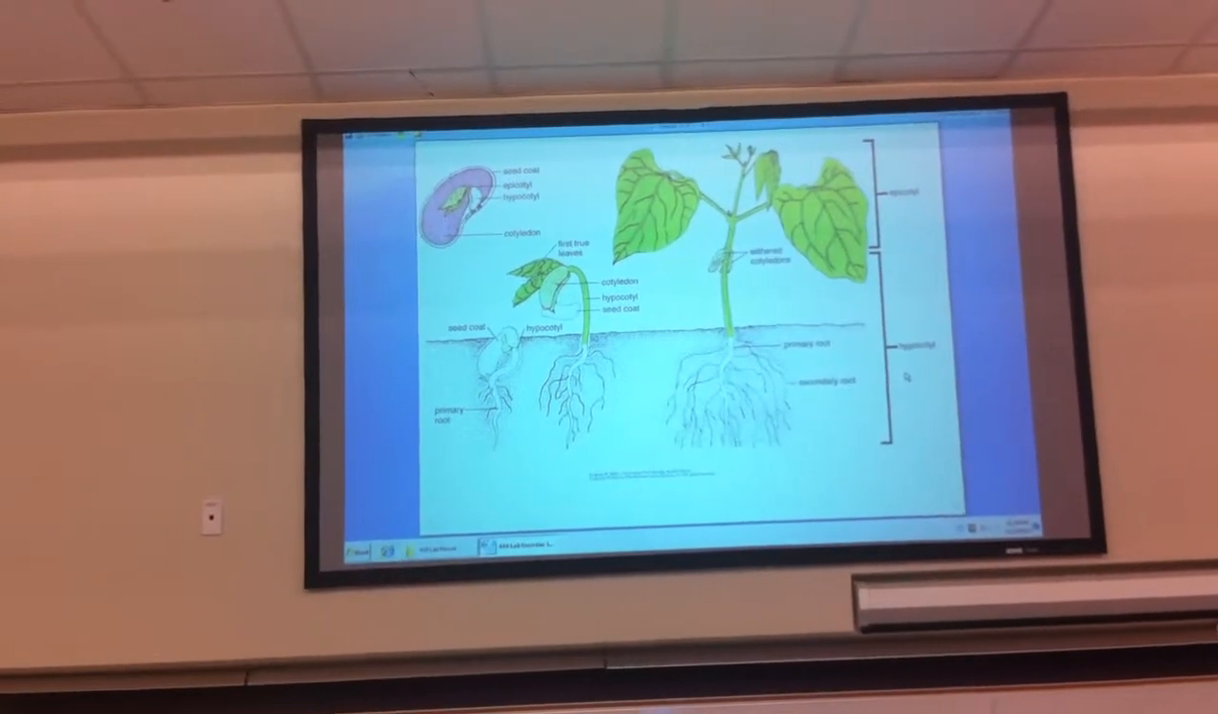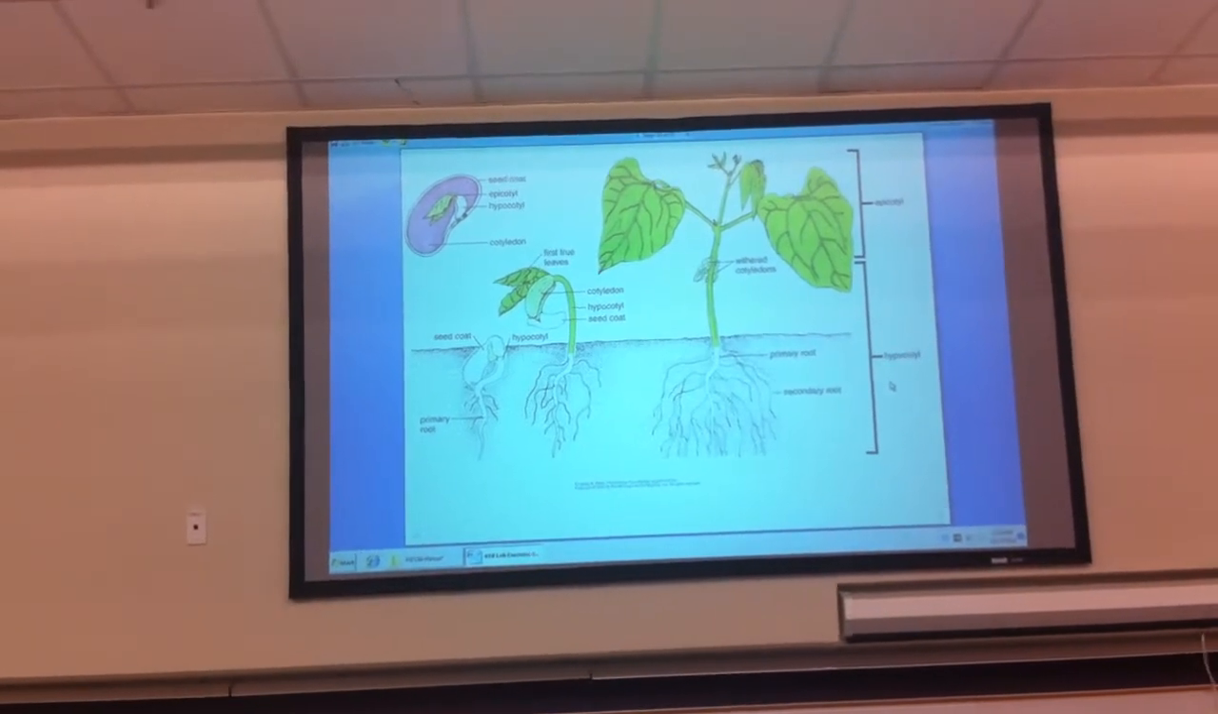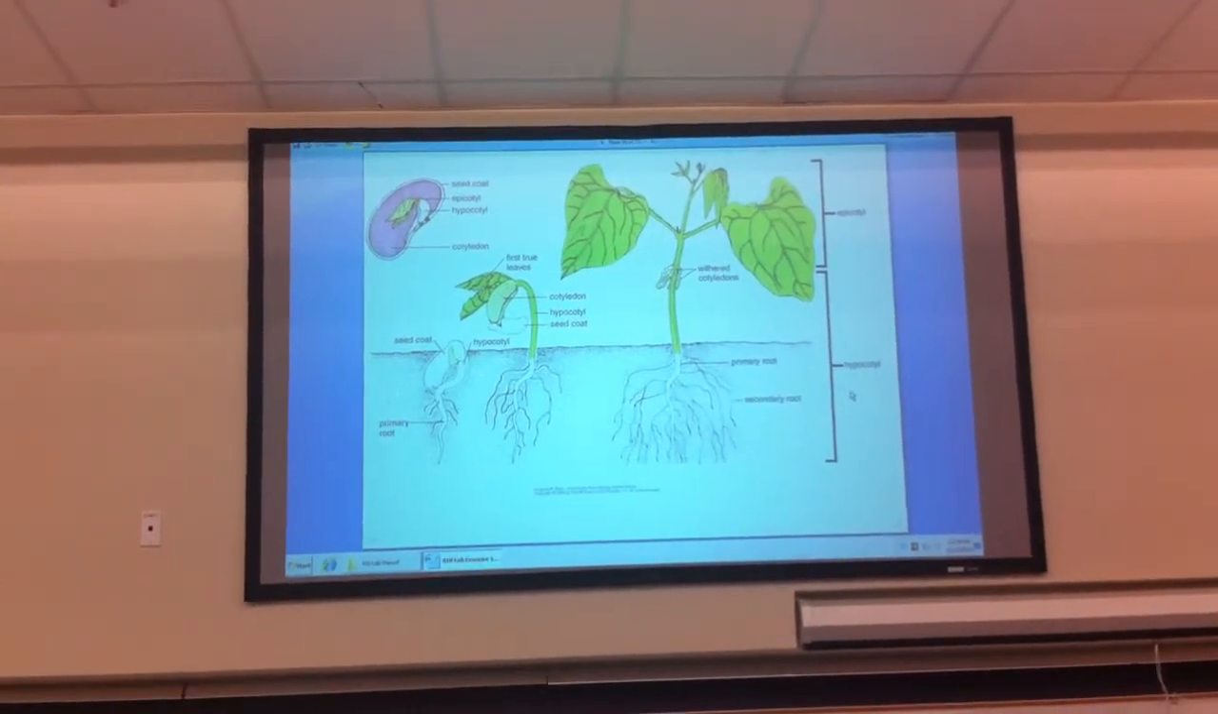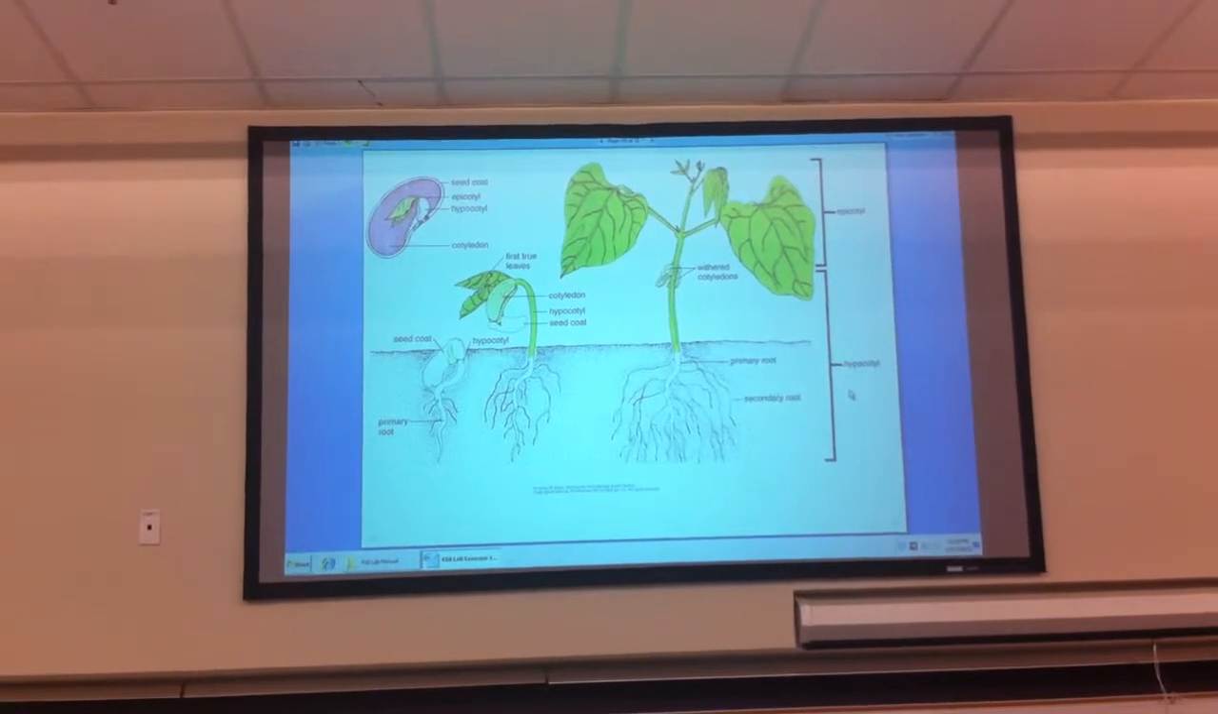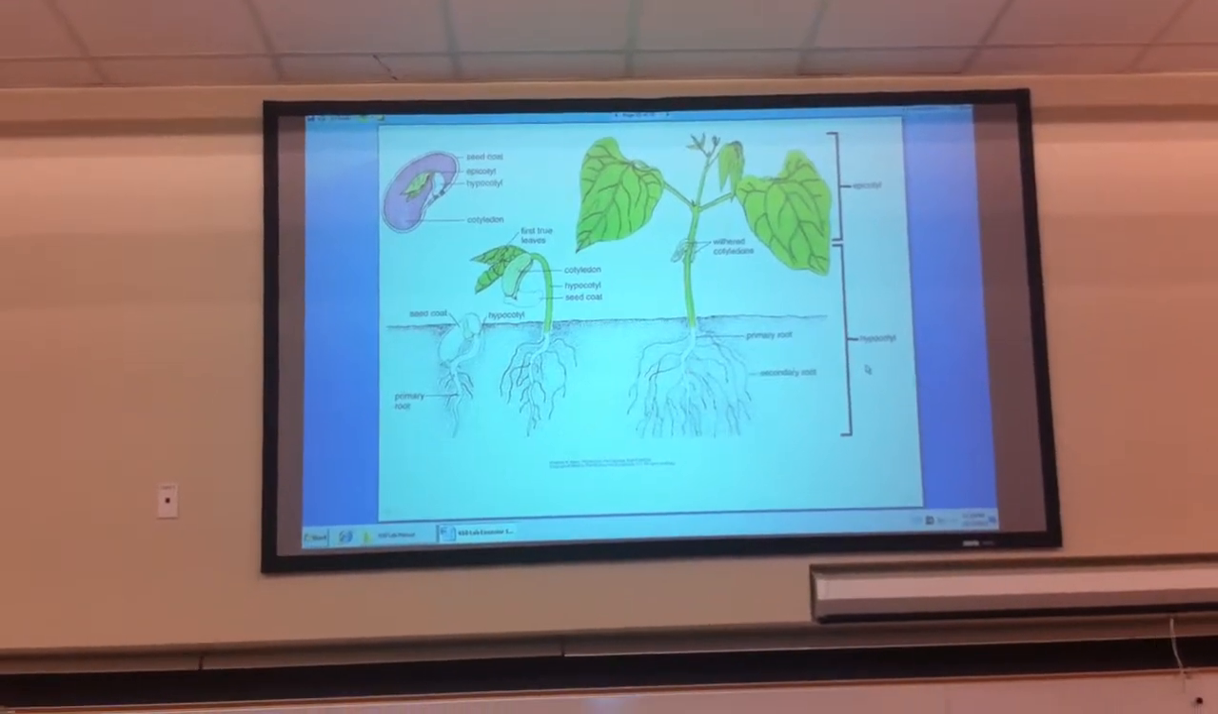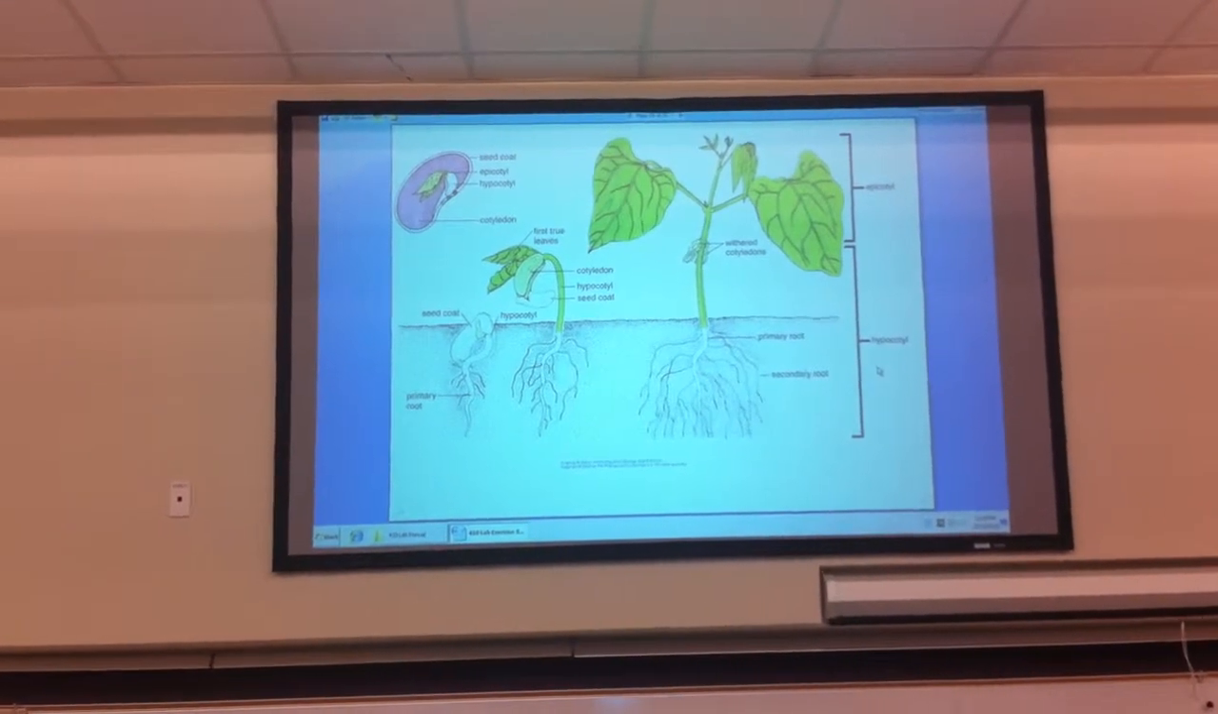Cotyledons are attached right there, at the tip of the line. So that point right there becomes that point right there. So this shows you what epicotyl is pointing to, what hypocotyl is pointing to. Last time I misunderstood that.